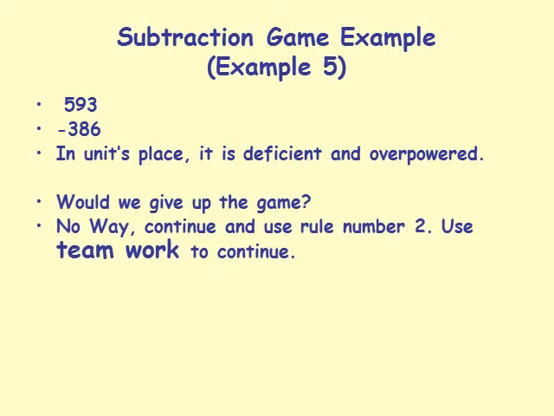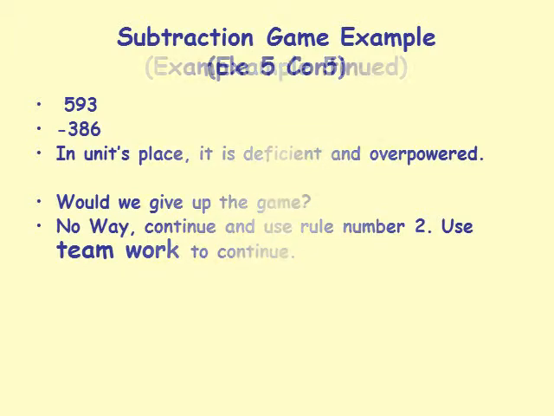So what do we do? Would we give up the game? Hey, no way, we won't give up the game. Our goal is to win the game. So what do we do? We continue and use rule number 2. What does rule number 2 say? We'll use teamwork. We would use teamwork to continue. So we will win this game using teamwork and rule number 2. Let's see what rule number 2 says.